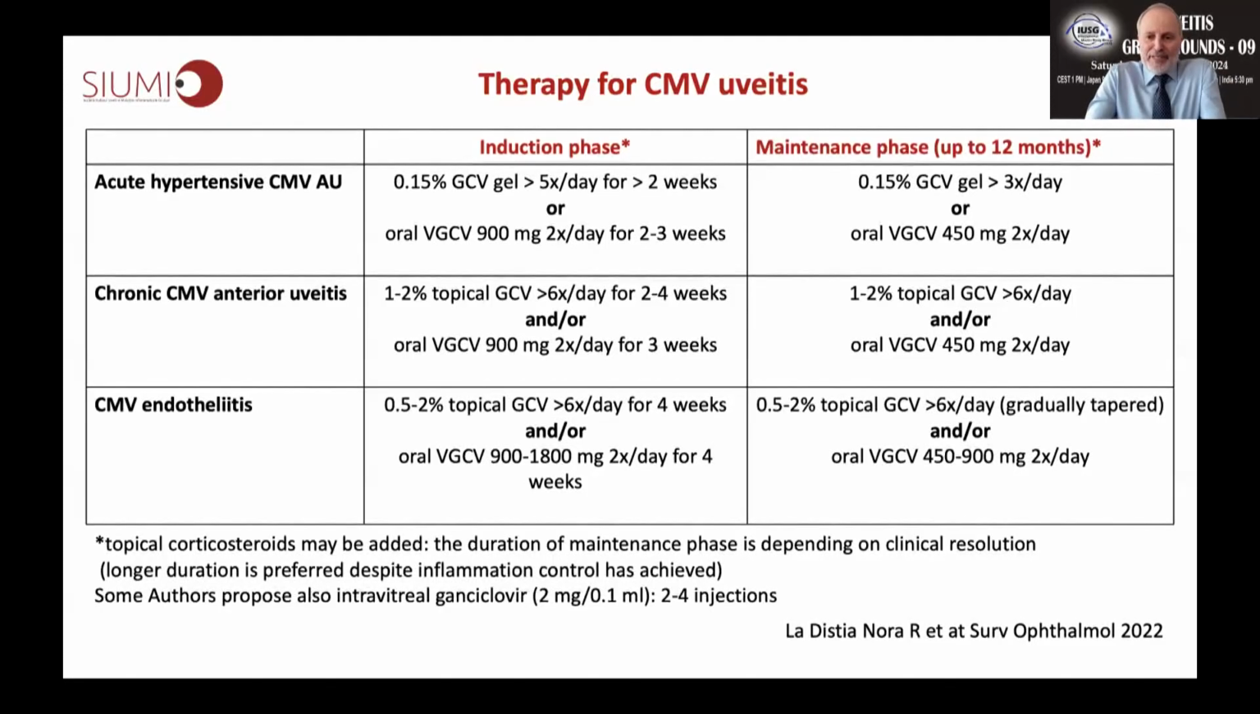As far as the maintenance phases are concerned, please note that if you have an endothelitis or a chronic anterior uveitis, you should keep a very high dose of the drugs during the day. All of these antiviral drugs should be combined with corticosteroid therapy, and as I told you before, the most resistant and recurrent cases may need a very long period of corticosteroid therapy. Some authors have also proposed the use of intravitreal ganciclovir, 2 milligrams in 0.1 milliliters, 2 to 4 injections, of course only for the induction phase.